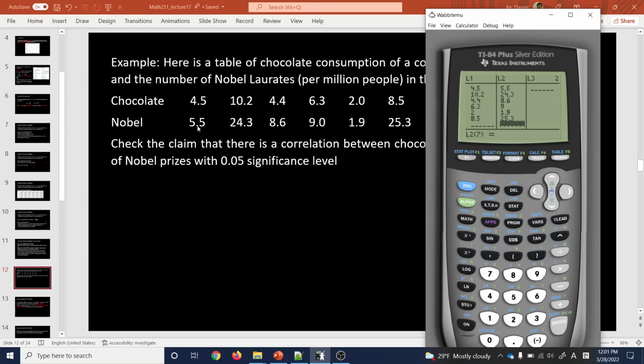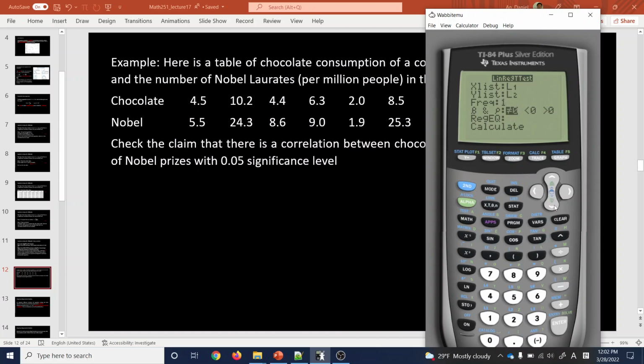And then you have the second data point where you have the Nobel Prize. Okay, now let's quit. And you go to stat, and you go to test, and you scroll down, and you look for linear regression t-test. There it is. You enter this, and it's already given as L1 and L2.